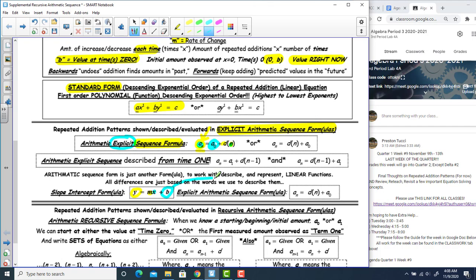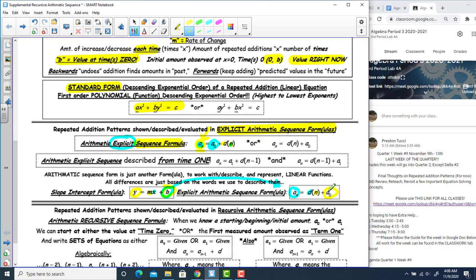So if you transpose y equals mx plus b into sequence formula, remember, we're just changing y to a sub n, the amount at time n. We're changing m, the amount that we're repeatedly adding over and over again, the rate of change, to d. We're calling it the common difference. Instead of calling it x, the amount we don't know, or the number of repeated additions, we're calling that n for the number of repeated additions. And rather than calling b the beginning amount, we're calling it a sub 0, the amount at time 0.